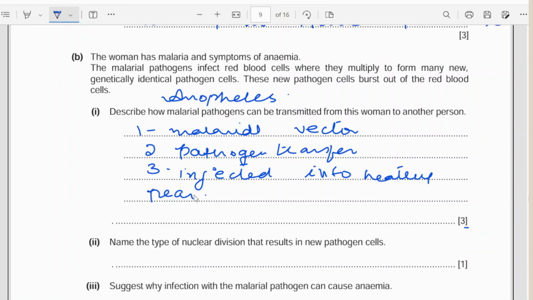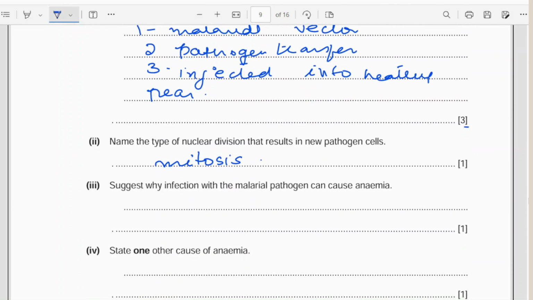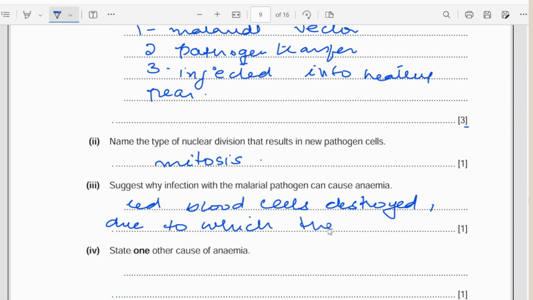Name the type of nuclear division that takes place in the new pathogen cells. Mitosis. Suggest why infection with the malarial pathogen can cause anemia. No, what I was about to write is destruction. Red blood cells are destroyed, due to which their number decreases. It's not about the formation of new cells, but the existing cells being destroyed.